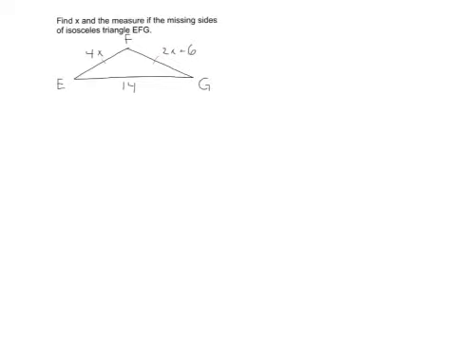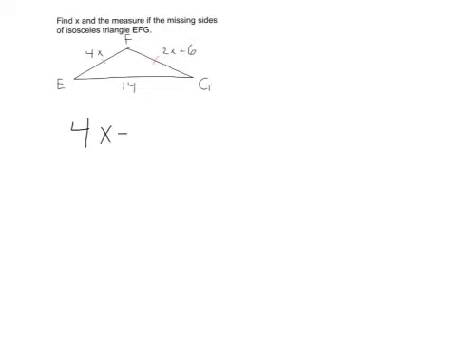Let's do one more quick example. Find x and the measure of the missing sides of isosceles triangle EFG. Well, I see isosceles, so I know that two sides have to be congruent and the measures equal in the triangle. They've labeled those congruent marks right here and here, so I know that FE is congruent to FG. Well, if those are congruent, what do you think we can do? Right, we could set those two sides equal to each other.